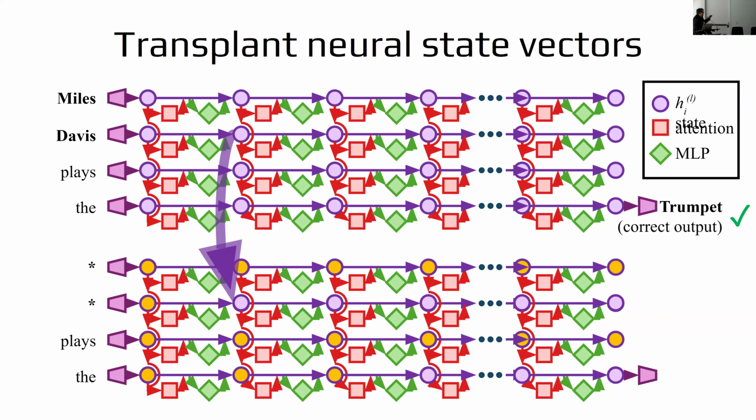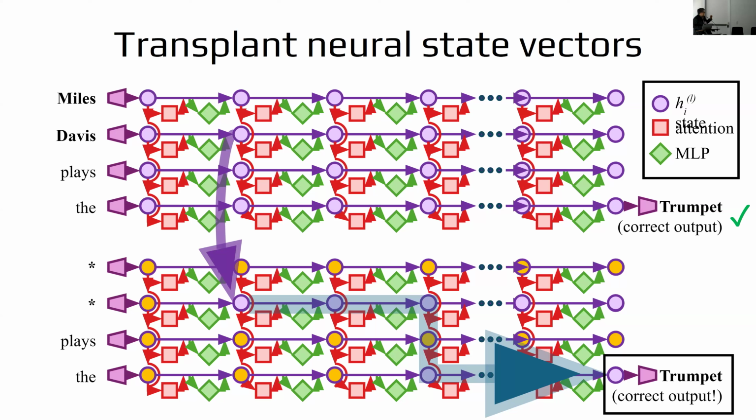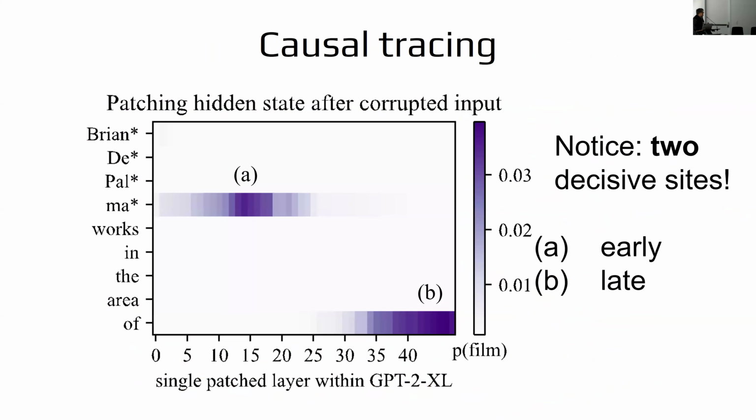And so, once in a while, you bring over a neural state in a certain location, and it'll have this remarkable effect and boost the prediction of the correct word, trumpet, which suggests that maybe we're on the critical path there for the decisive computation. And so you can trace out those paths, and this is kind of what it looks like.